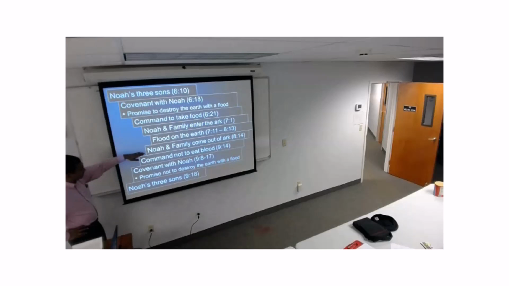The command not to eat blood as opposed to the command to take food. And actually, until this point, everyone's vegetarian. And it's after the flood that you have the clean and the unclean animals. Man is allowed to eat animals, but there are some provisions there where you are not to eat the blood because the life of the animal is in the blood. And so you must not eat it.